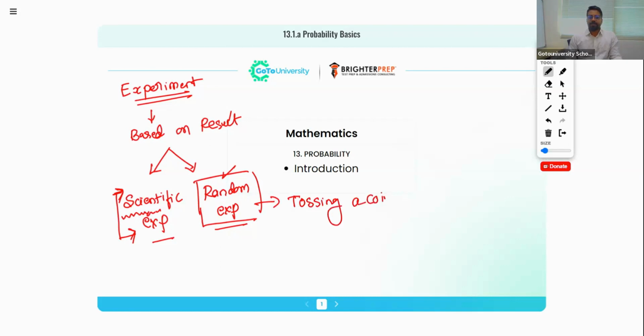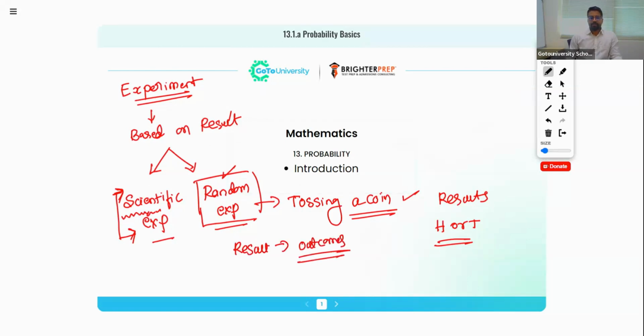When you toss a coin, what are the possible results? I cannot tell exactly what is going to happen, but possibly what is the result? Either head or a tail, right? The result of a random experiment is called what? Outcome. So what is the outcome of tossing a coin? Head or a tail.